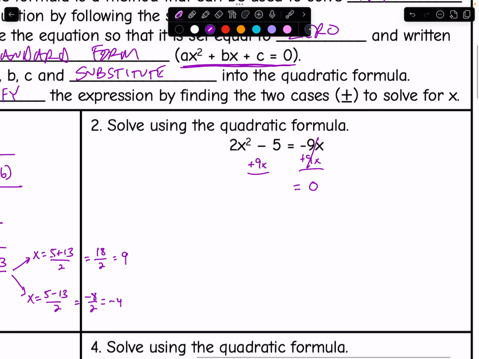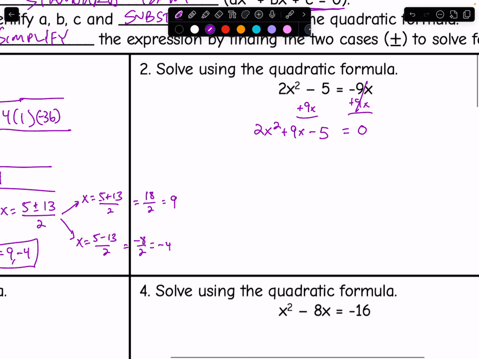On this other side, I cannot add this linear term, it's x to the first. I can't add it with an x squared, and I can't add it with just a number, so I write this out in standard form: 2x squared plus 9x minus 5. Now, maybe I could factor it, maybe not, but I'm just going to go straight into the quadratic formula.